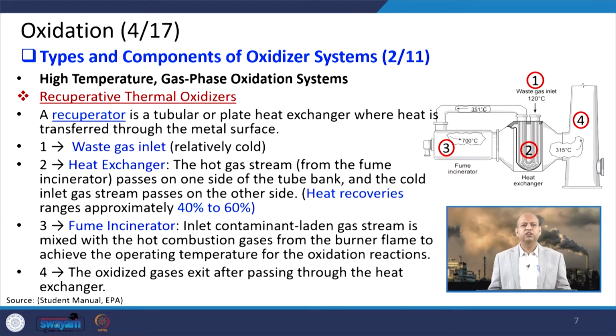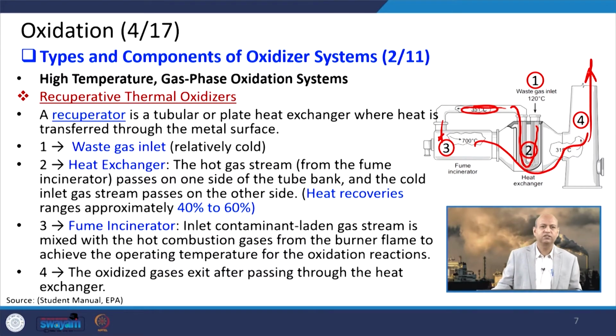When we talk about recuperative thermal oxidizers, you can see in this figure the waste gas inlet at around 120 degrees Celsius, which is much colder than the oxidizing system. It goes into the system and passes through a heat exchange chamber where exchange of heat takes place, so that the higher heat of the burning gases goes to this waste gas inlet. After this heating process, the temperature increases to around 351 degrees Celsius, and it goes to the chamber where burning or oxidizing happens. It is around 700 degrees Celsius where it is oxidized or burned, and then it comes out of the exit pipe.